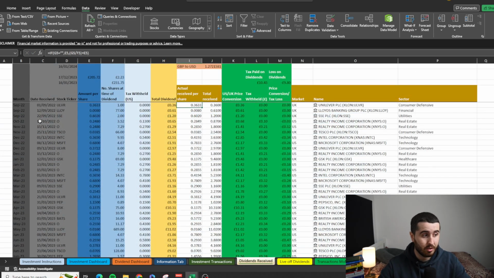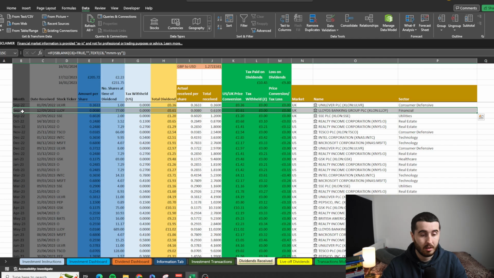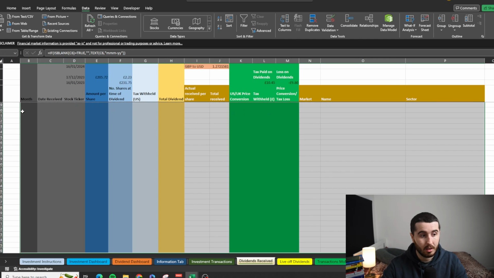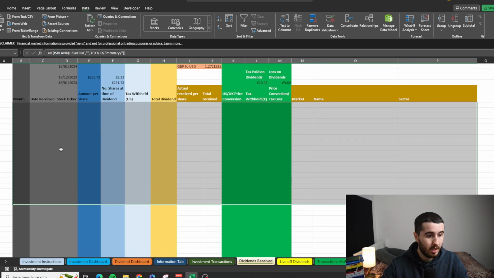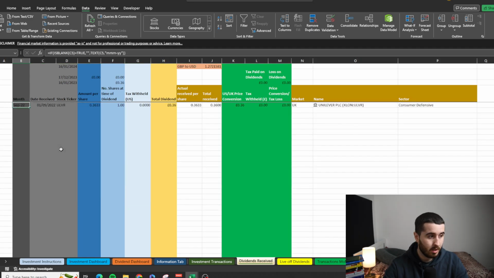And then for dividends received, again, just go to the line just before the top line and highlight all the way to the right, and then highlight all the way down. And then just hit delete. So then you have your top line here, and then you start entering your data. And then you may need to drag down these formulas. So that's how that works. And you could just start entering your data in.